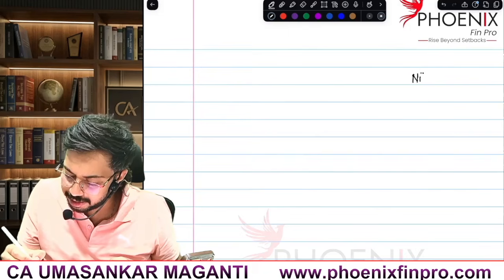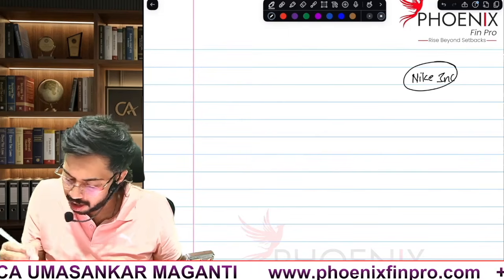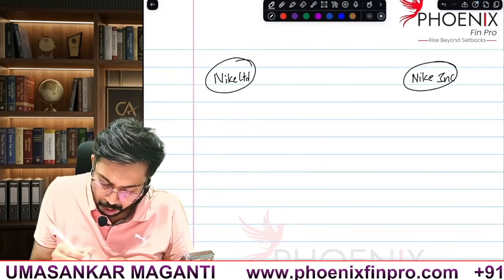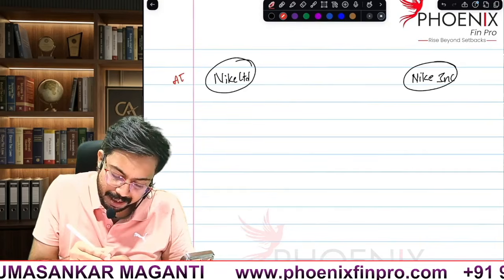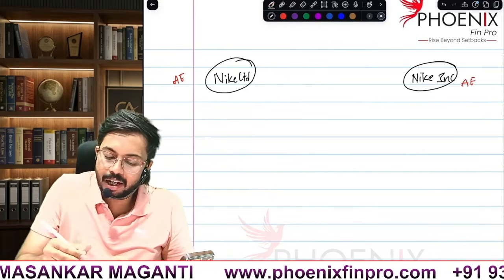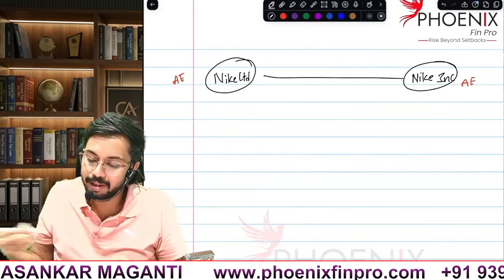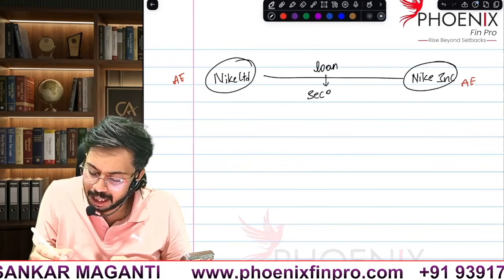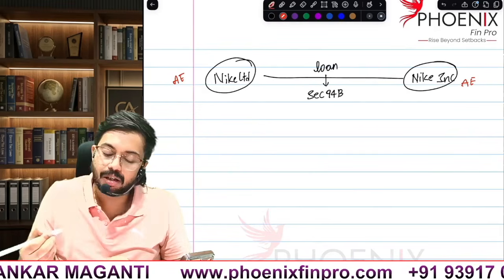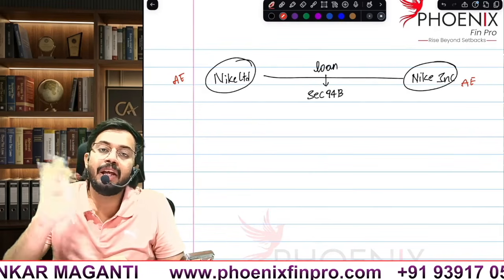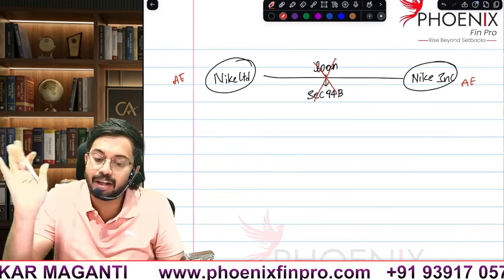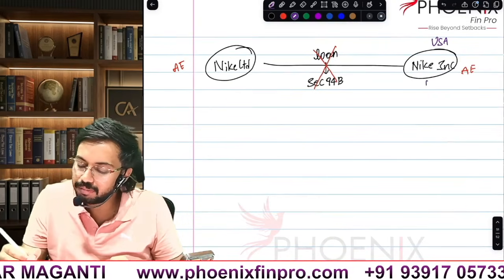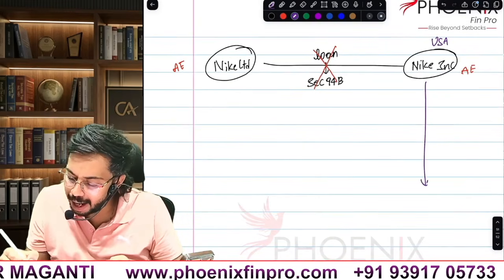There is Nike Inc. and there is Nike Limited India. Both are associated enterprises. That means Nike Inc. has stake in Nike India Limited, so both are treated as associated enterprises. So if a loan is taken directly, section 94B applies, correct? So what will Nike Limited do? Nike Limited will not take a loan directly from Nike Inc. It will not take like this. What will happen? Nike Inc., it is a US based company, will go to Bank of America.